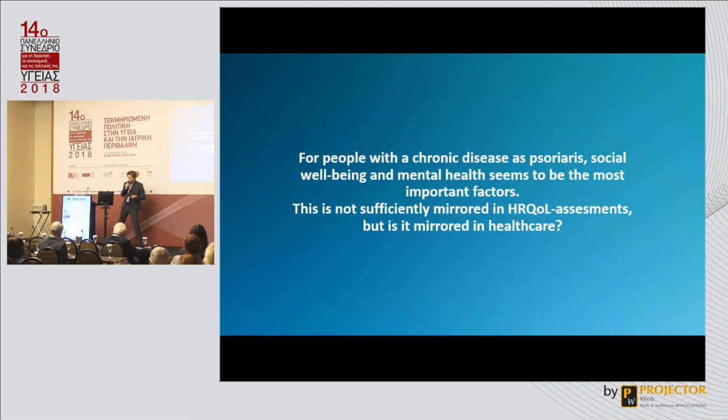So basically, the conclusion, so to say, is that for people with chronic diseases such as psoriasis, social well-being and mental health seem to be the most important factors, and it's not sufficiently mirrored in the assessment, the conventional measures. But the question is, is it mirrored in healthcare, in practice? What do people living with psoriasis experience in practice, when they meet with the healthcare professional?